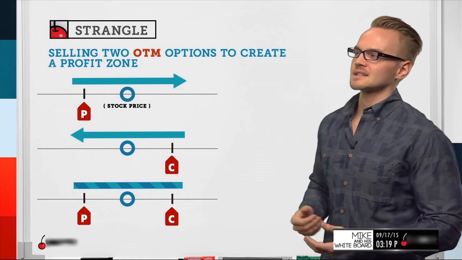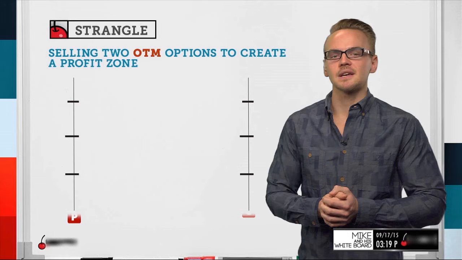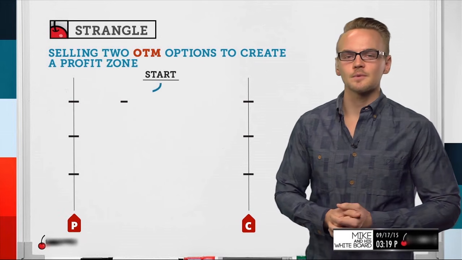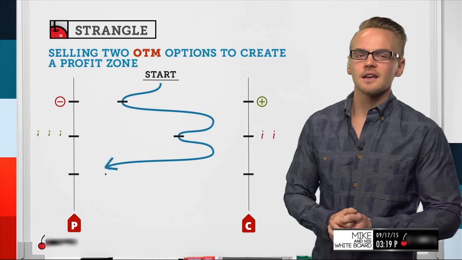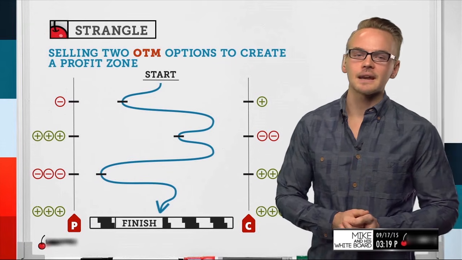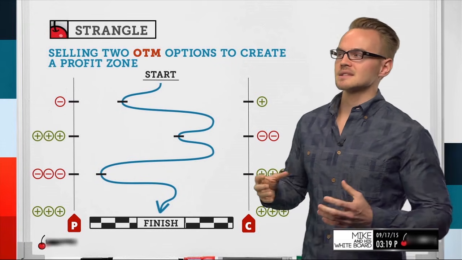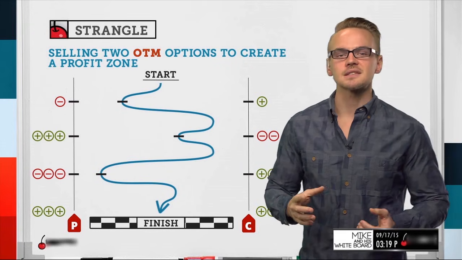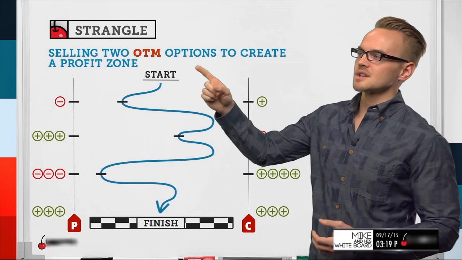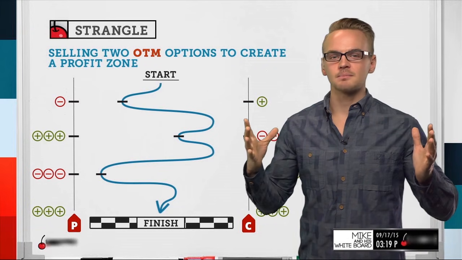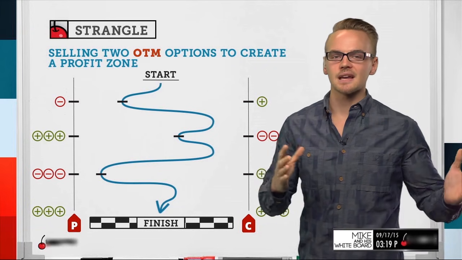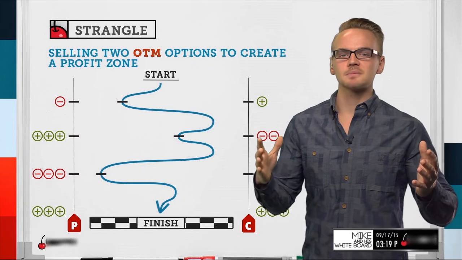So if we go to the next slide, what I want you to visualize here is we've got a start and finish line. We've got our short put strike on the left side, our short call strike on the right side, and what I want you to think about is this squiggly line being the stock price. So we're going to start where we've got that neutral trade.